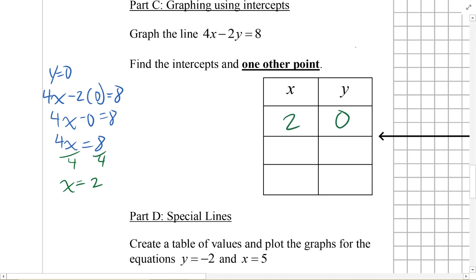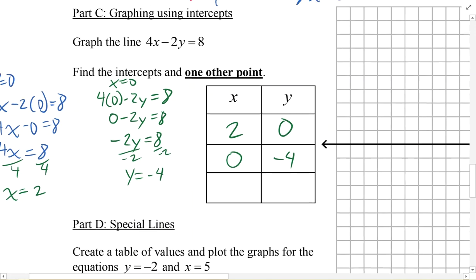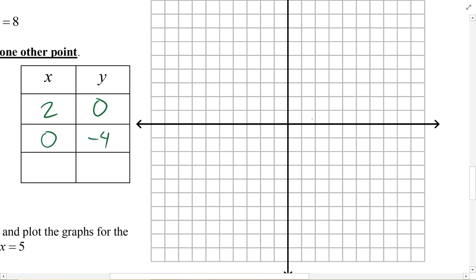Let's do another one. Now we're going to say x equals 0. So we had 4 times 0 minus 2y. Show your work here, otherwise you're not going to get marks. And so we get negative 2y. Okay, that's why you show your work. So the opposite of timesing by negative 2 is dividing by negative 2, and we get y equals negative 4. So that's the other intercept. X is 0, y is negative 4.